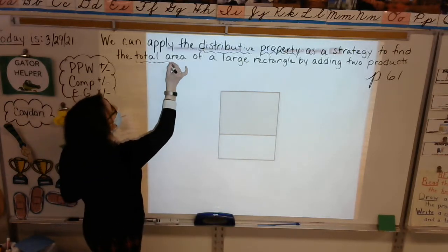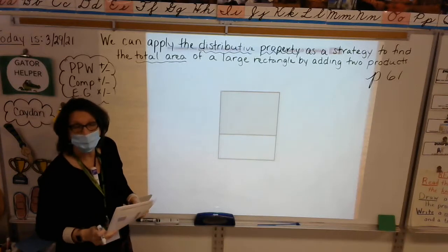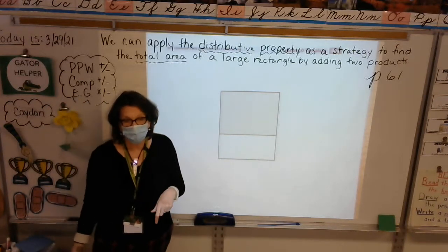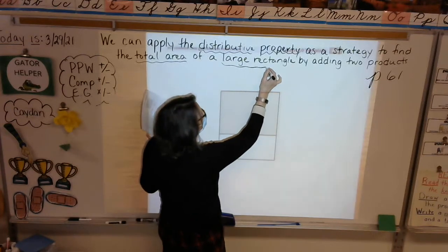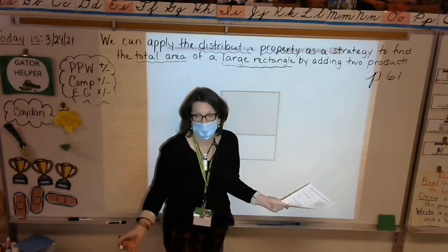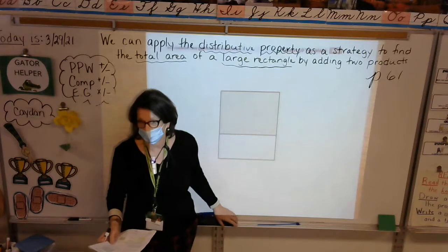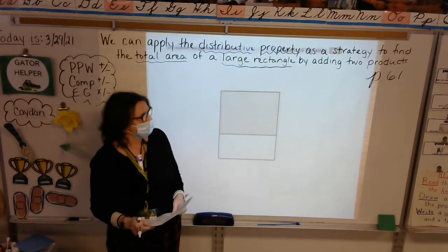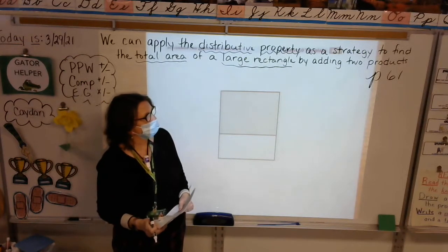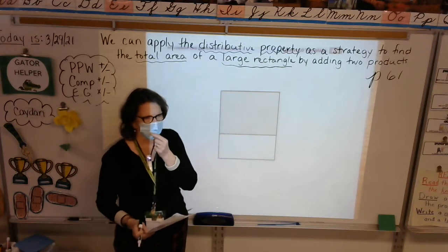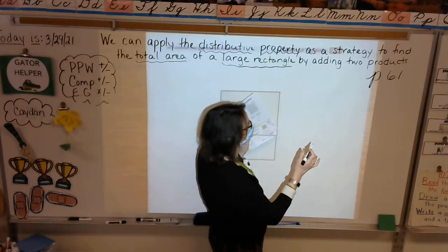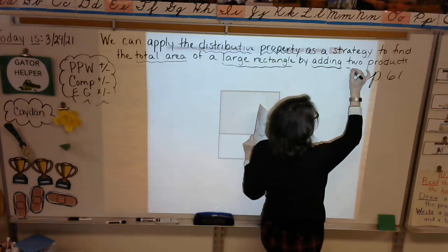The total area. And what are we going to be finding the total area of, Ori? Yeah, a large rectangle. And how are we going to be finding the area of that large rectangle, Eli? By doing a division. No, look at the learning target. By doing what? Lucas? By adding two products. Very good, by adding two products.